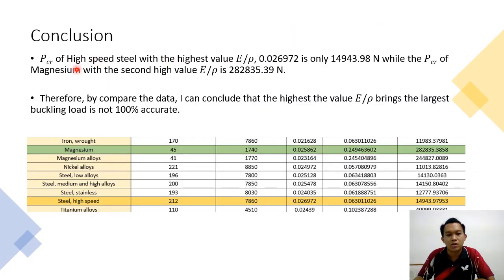For the conclusion, I found that the critical load for high-speed steel, with the highest value of E over rho, 0.026972, is only 14943.98 Newton, while the critical load of magnesium, with the second highest value of E over rho, is 282835.39 Newton. Therefore, by comparing the data, I can conclude that the highest value of E over rho bringing the largest buckling load is not 100% accurate.